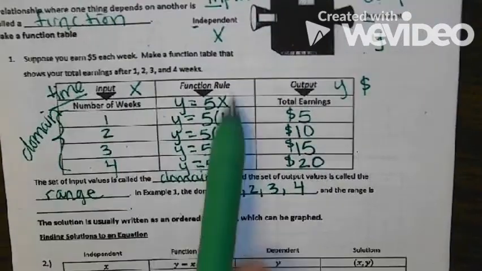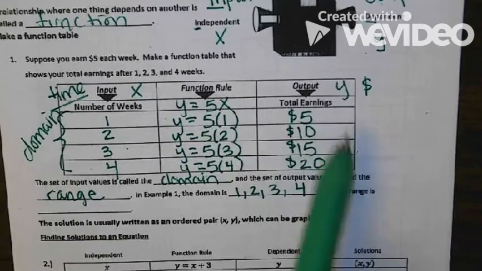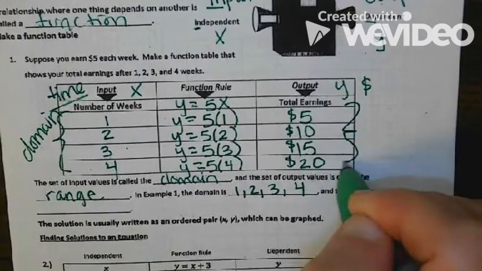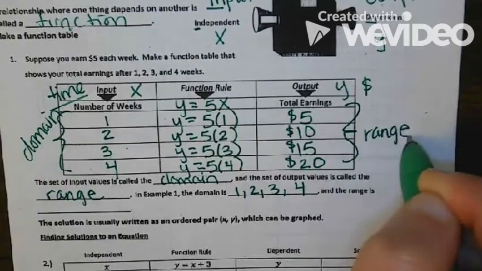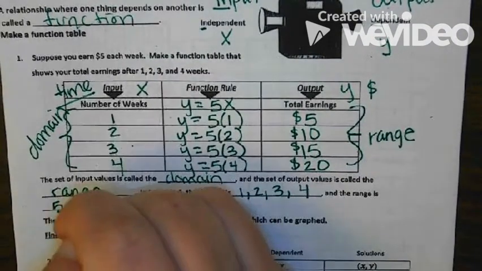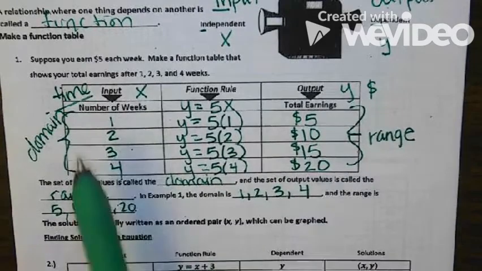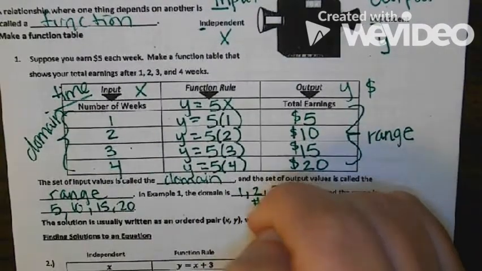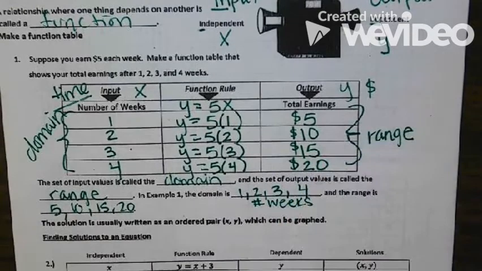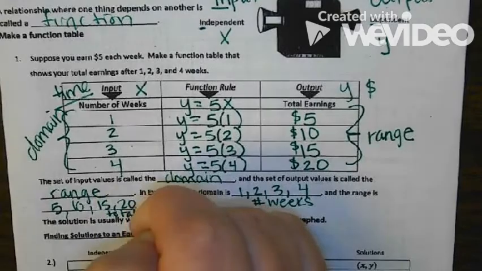We put it in. The range is the answer we got out. This is our range. Our range was 5, 10, 15, and 20. So we put in the number of weeks, that was our domain, and we got out our total earnings, that was our range.